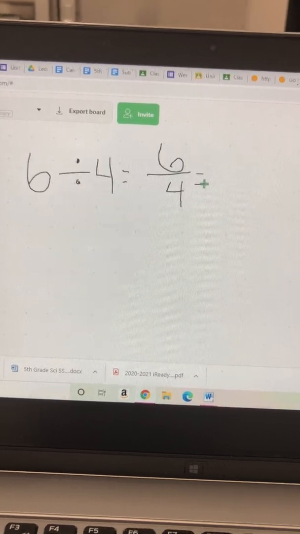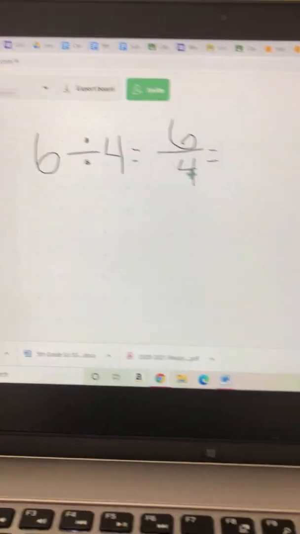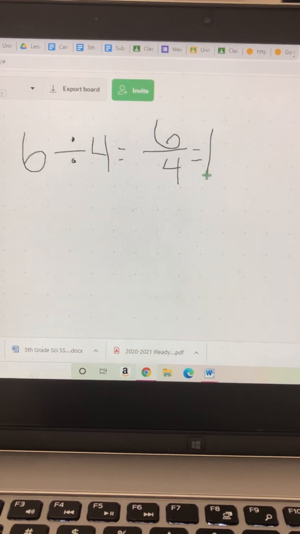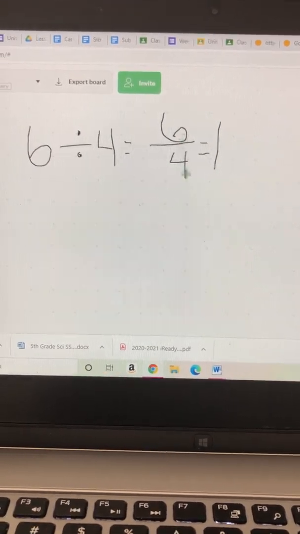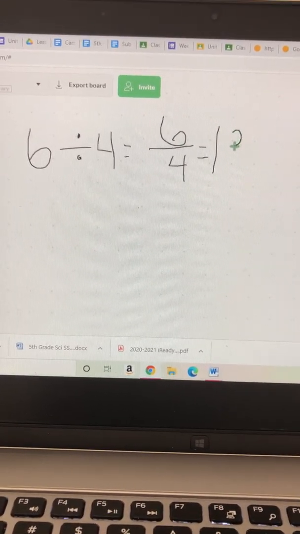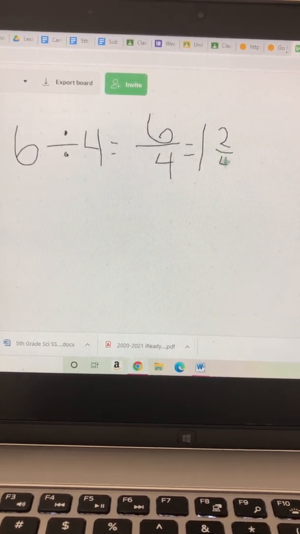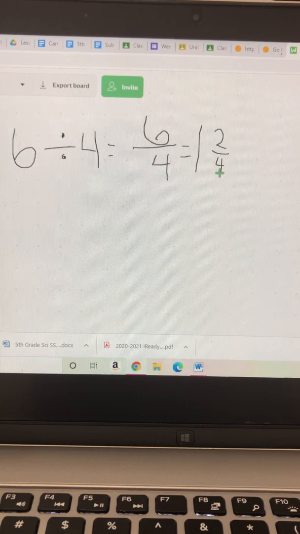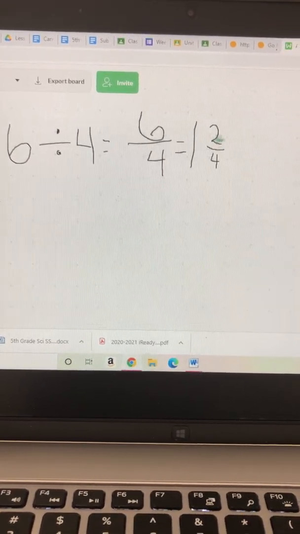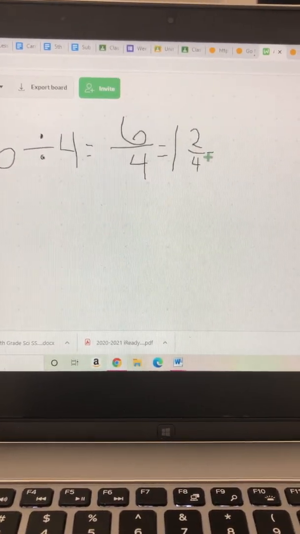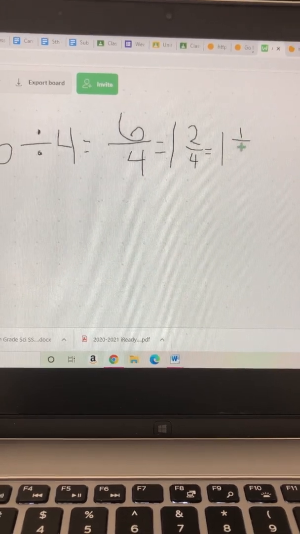So we ask ourselves, how many times can 4 go into 6? And that's 1 time. And then we subtract, we're gonna have 2 left over, and then our denominator 4 stays the same. And then of course we simplify. 2 is half of 4, so we simplify it to 1/2.